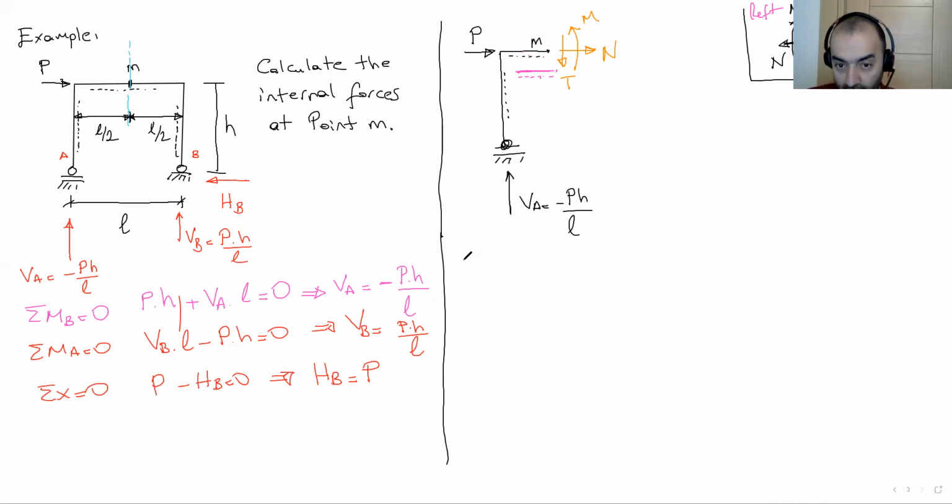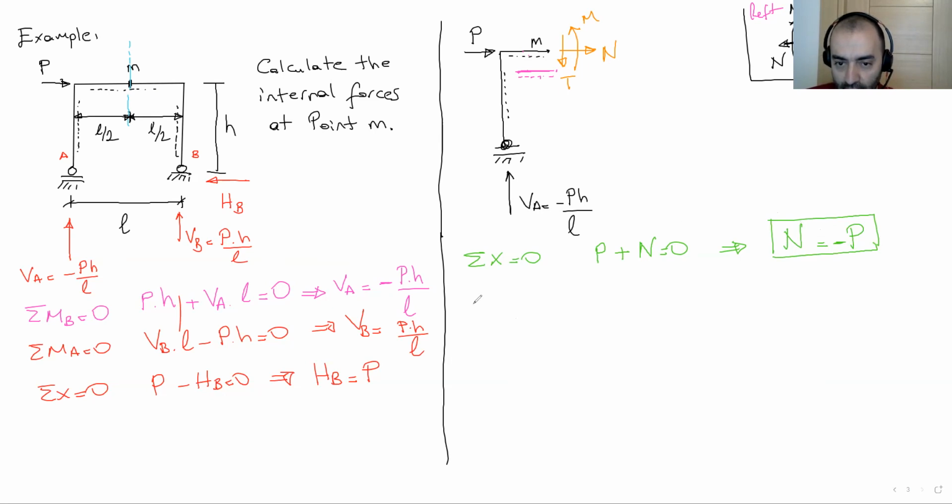Okay, let's write total x is 0. In the x direction, what I have here, I have P plus N. They're in the same direction. P plus N equals 0. So the axial force at this point M is N equals minus P. This is the first internal force of point M.